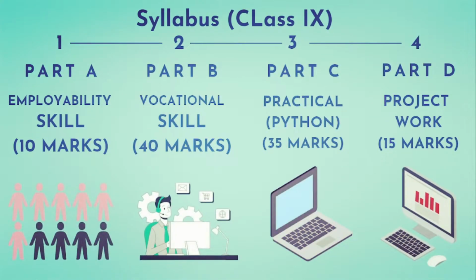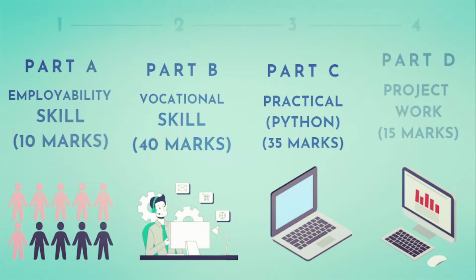The class 9th Artificial Intelligence syllabus is split into 4 sections or parts. Part A contains employability skills, which carries 10 marks. Part B contains vocational skill, which carries 40 marks. Part C contains practical, that is basics of Python, which carries 35 marks. Part D contains project work, which carries 15 marks. Now let us discuss in detail.